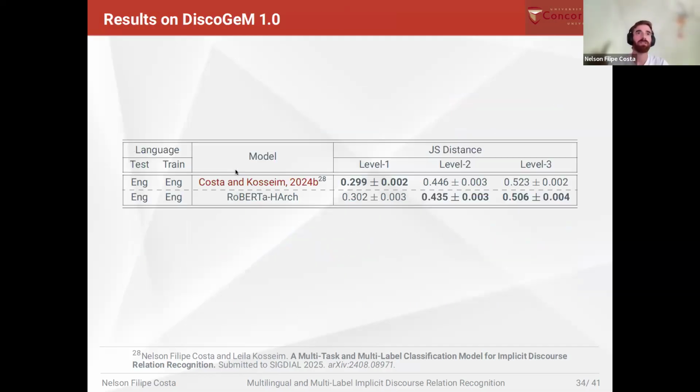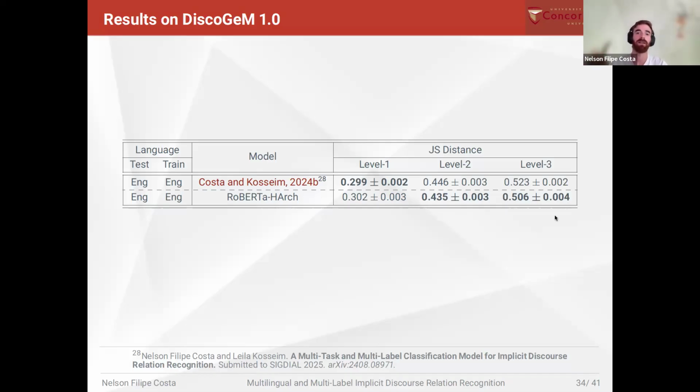So based on this finding, we went back to DiscoGeM 1 and we applied our RoBERTa-backed H-Arch model on DiscoGeM 1, similar to what we did before.